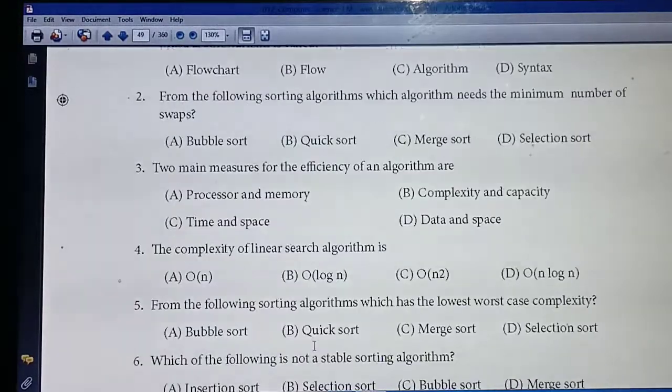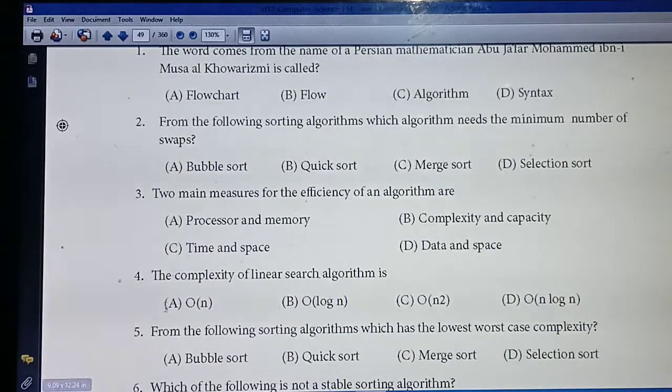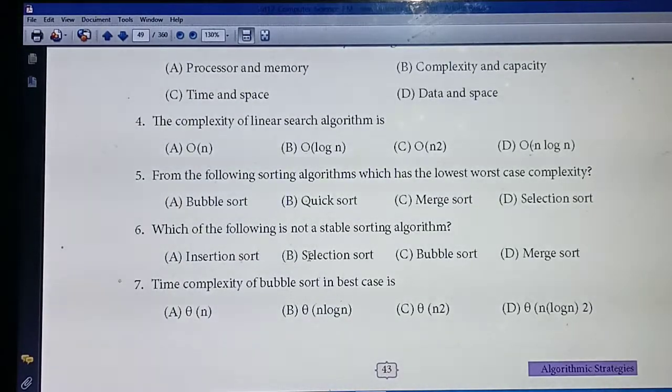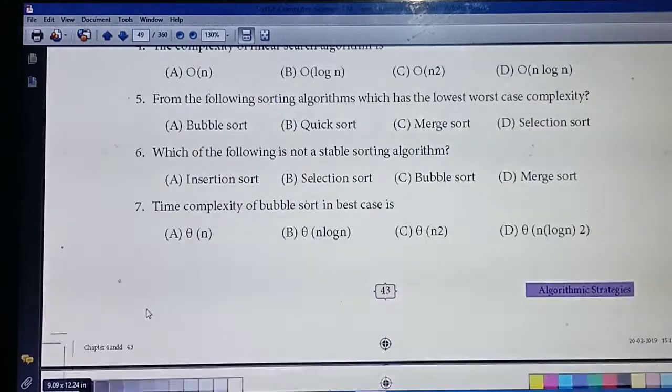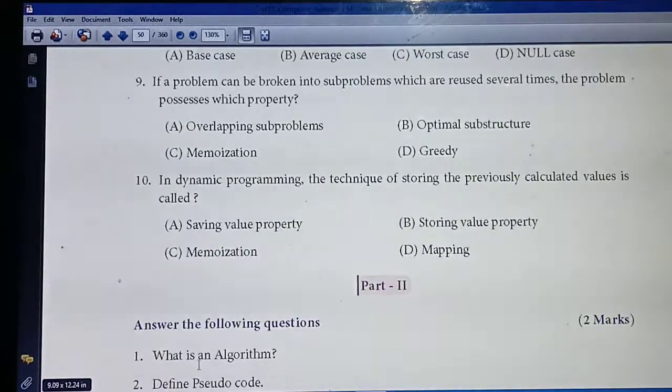Okay, so once more I am repeating the answers. First question answer is option C, algorithm. Second is option D, selection sort. Third is option C, time and space. Fourth is option A, O of N. Fifth is option C, merge sort. Sixth is option B, selection sort. Seventh is option A, theta of N. Eighth is option B, average case. Ninth is option A, overlapping subproblems. The 10th question answer is memoization.